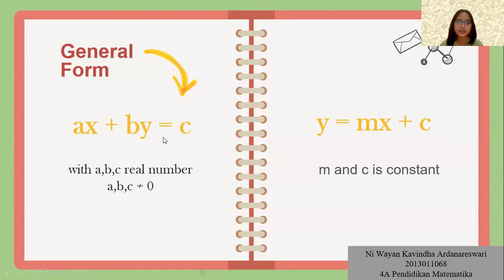And for the next slide, we get the general form of the straight line equation. The general form is ax plus by is equal to c, where a, b, c are real numbers and a, b, c are not equal to 0. And the other form is y is equal to mx plus c, where m and c are constants.